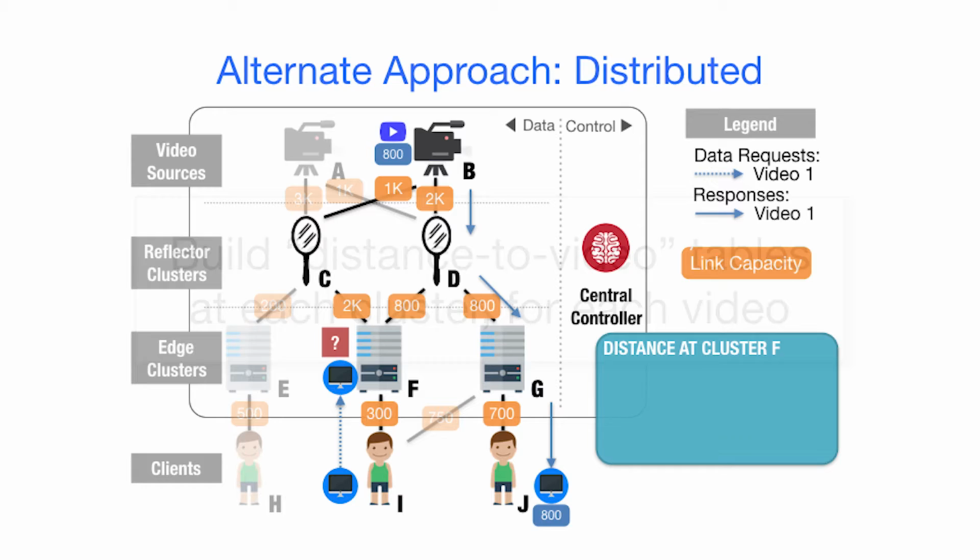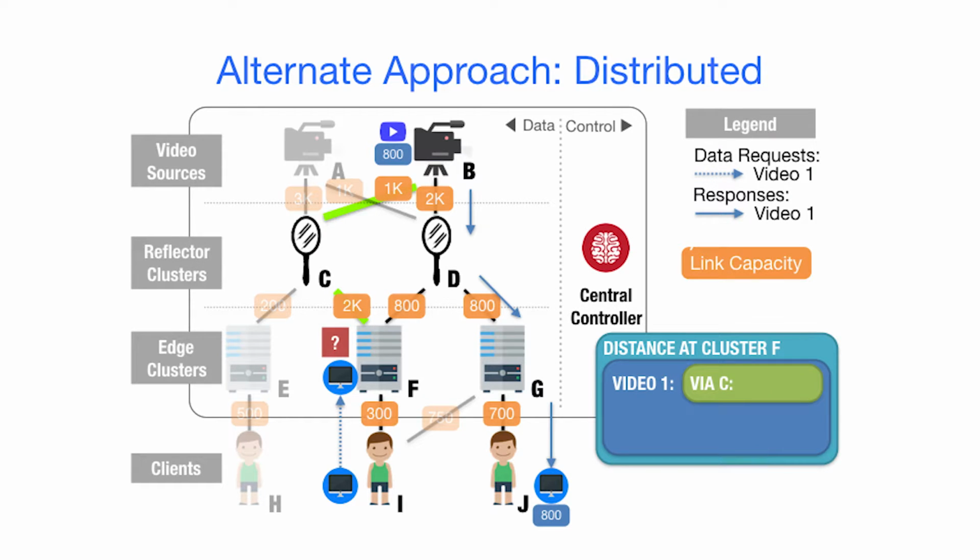At F for video 1, we could go up through C, and it would take, let's say, 2 hops to reach the video, because we have to go all the way up to B. And our path is bottlenecked by some value here, 1K. Or we could alternatively go through D. And since D is already actually receiving this video, it's only 1 hop to get to the video, and the path is bottlenecked by 800. And so our decision here is just to pick the shortest path that has enough capacity, in which case this is D.